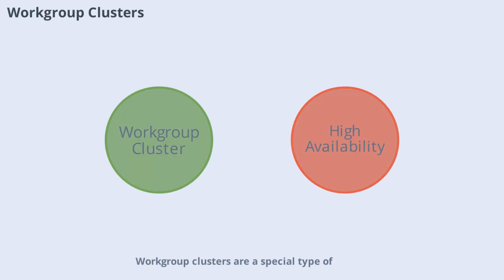Workgroup clusters are a special type of failover cluster that doesn't require Active Directory. Introduced in Windows Server 2016, workgroup clusters allow nodes to join as member servers in a workgroup, reducing costs and complexity. They support workloads like Hyper-V VMs and SQL Server availability groups. Workgroup clusters require identical user accounts on all nodes, proper DNS configuration, and supported storage technology. While they offer high availability without AD, they're not suitable for file server roles due to authentication limitations.